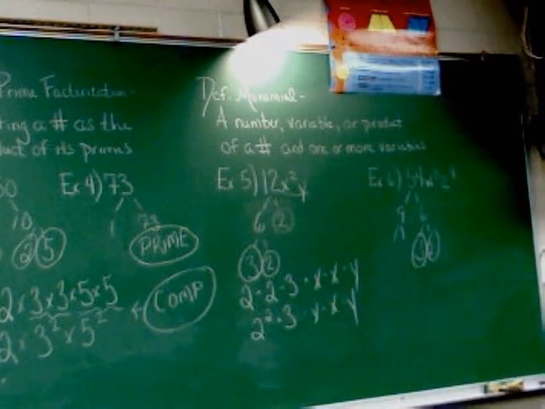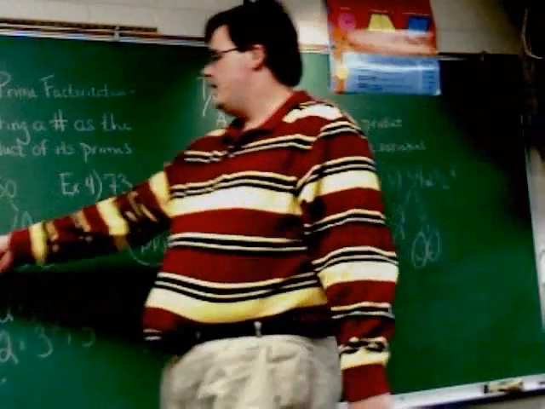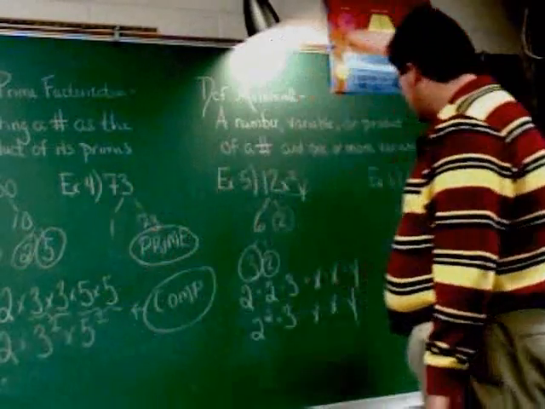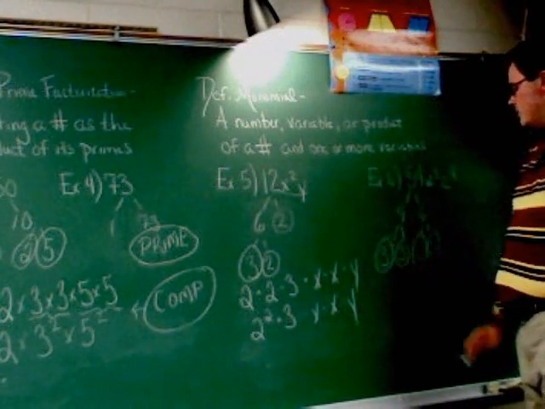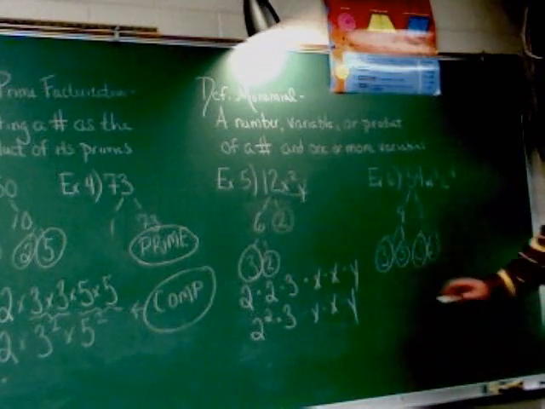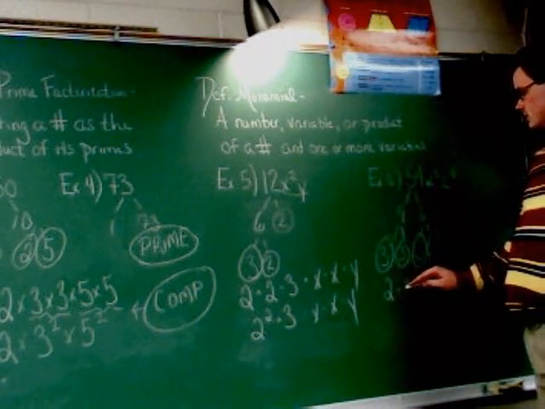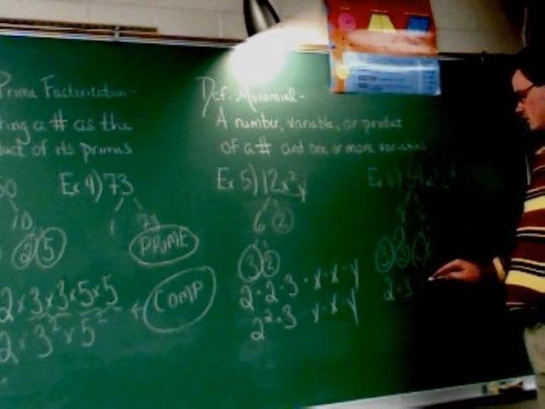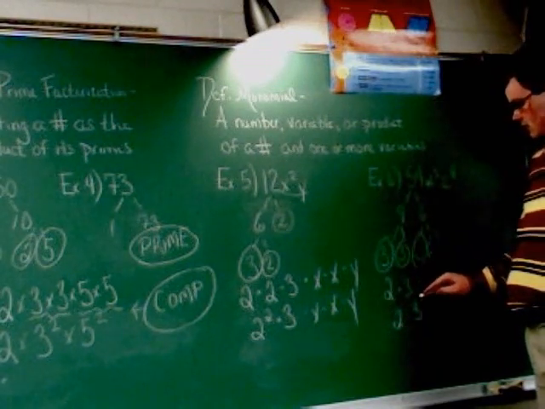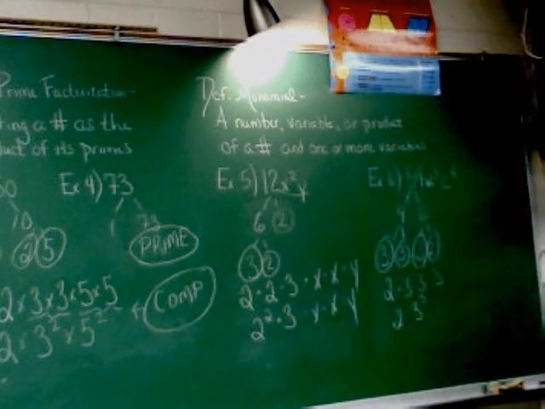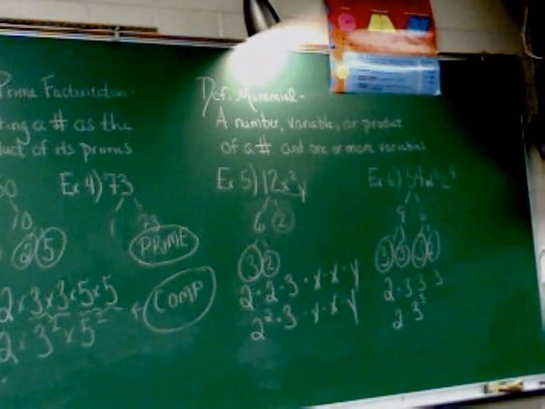9, haven't broken that one. Oh, yes, we did. We broke down 9 over here in example 3. 9 broke down as 3 and 3. I already said that's prime. Okay. So we can write that part of the factorization. You could write 2 times 3 times 3 times 3, or 2 times 3 cubed. Remember, it's cubed because there's 3 of them.